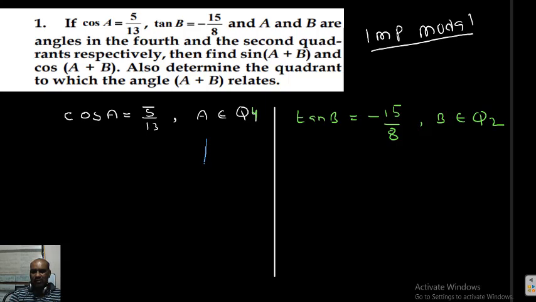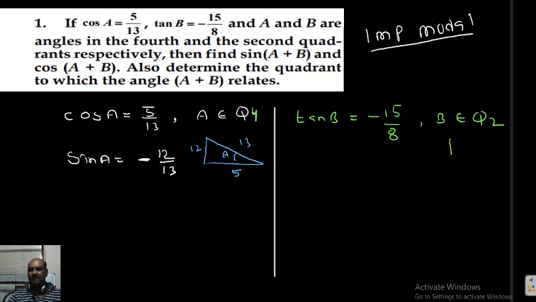For that, I am assuming A is acute and I want to complete the structure. This is 5, cos means adjacent side, and this is 13, automatically the other side is 12. All trigonometrical ratios I can write. I want only cos and sin here. Sin A is actually 12 by 13, but the quadrant is 4, so we should write minus. That is the interesting thing.